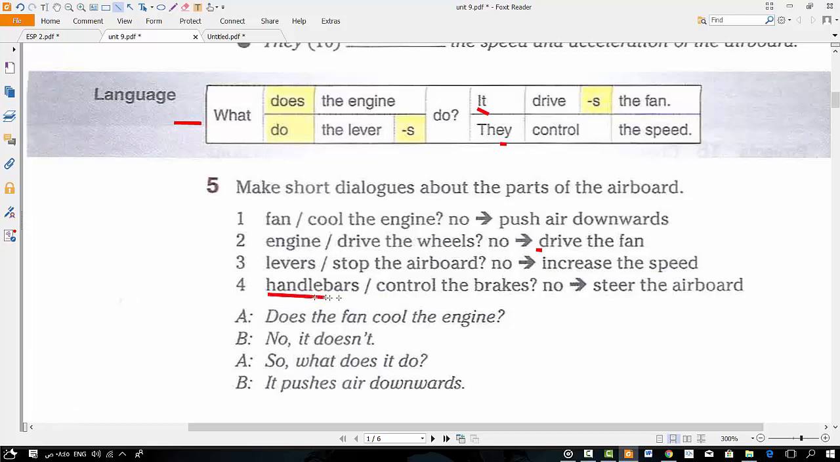Four. Handlebars control the brakes. Okay, the question. Do the handlebars control the brakes? No, they don't. So, what do they do? They steer the airport.